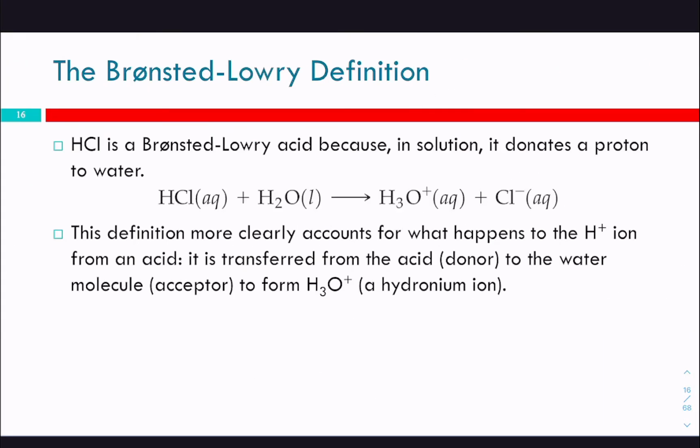So going back to hydrochloric acid, again, it's an acid because it's donating its hydrogen to the water. So because it's donating, it's an acid. So this definition's better for talking about what happens to the H plus ion in that we're transferring it from the acid to the base. And so under the Brønsted-Lowry definition, if we have an acid, we are going to have a base. They come in pairs.